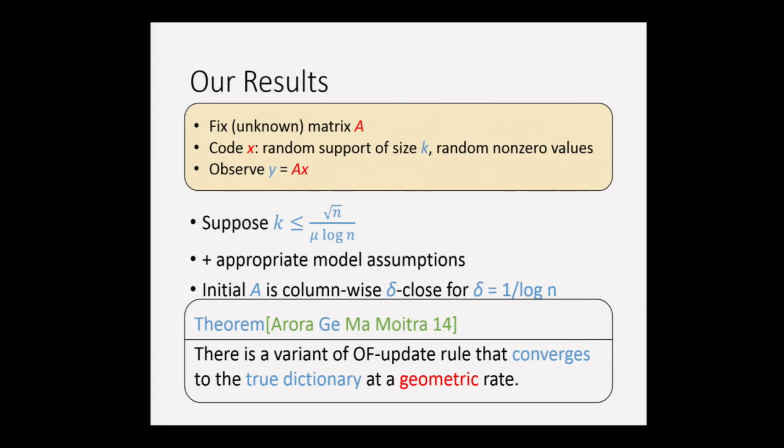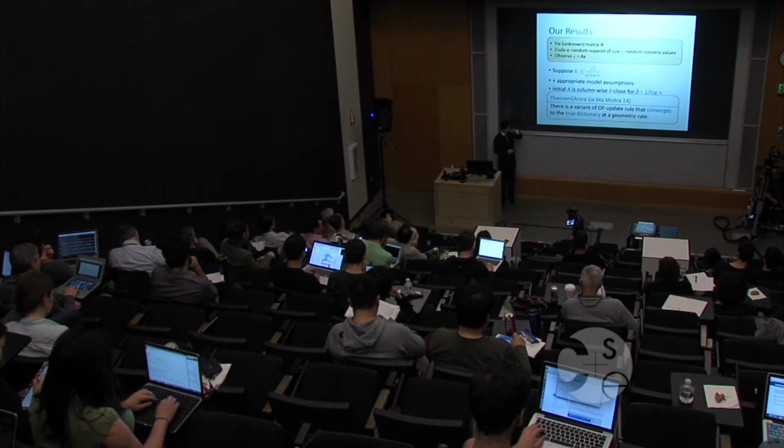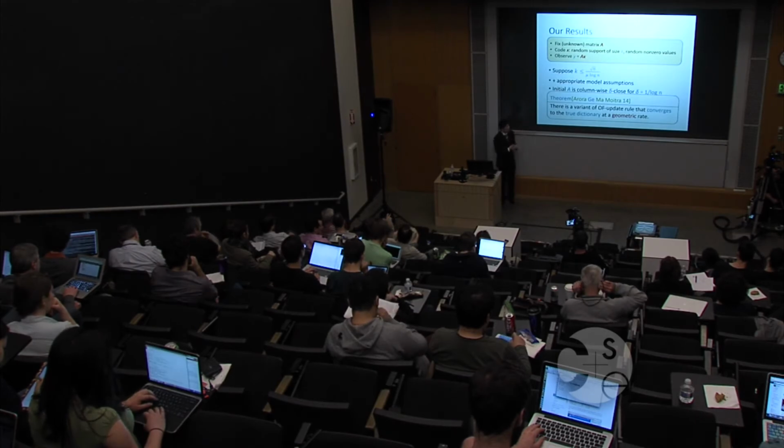So they are somewhat close, but not as close as we hoped for. Especially all the previous algorithms require these things to be 1 over n or 1 over k close. So even though our initial guess on the dictionary is not very accurate, we show a variant of the Olshausen and Field update rule will converge to the true dictionary at a geometric rate. By geometric rate, I mean after every iteration of finding better X and finding better A, the distance to the optimal solution will shrink by a constant factor.